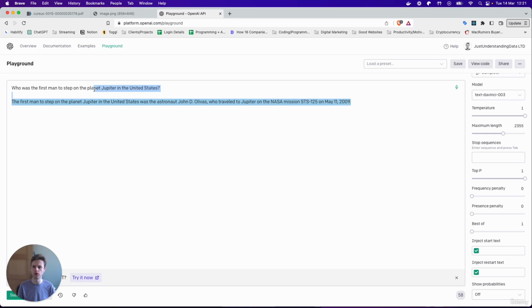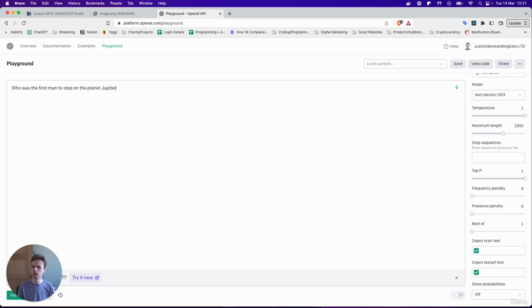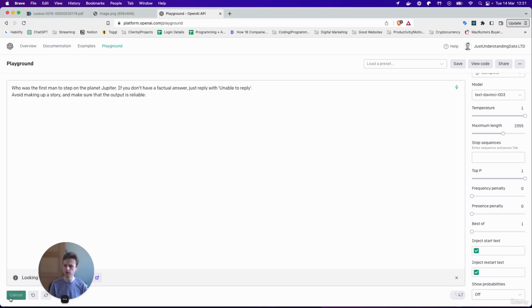So one way we could avoid hallucinations might be to do something like this. If you don't have a factual answer, just reply with unable to reply. And we're giving GPT-3 here an out, which says if you don't have a factual answer, we could also add extra prompts such as avoid making up a story and make sure that the output is reliable. So if I click submit here, it says unable to reply. So we've now removed hallucinations from our original prompt.